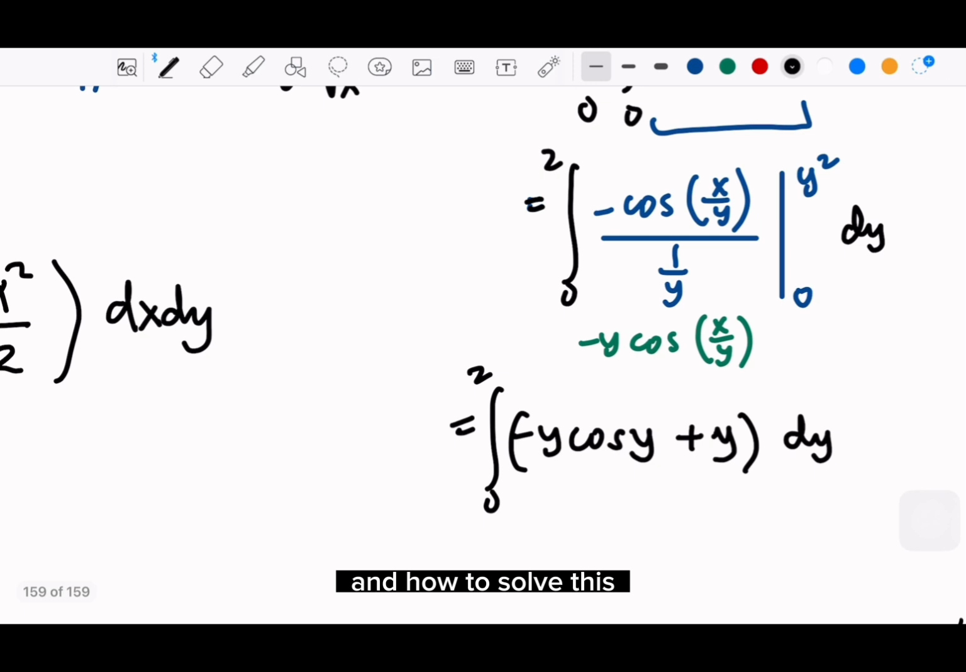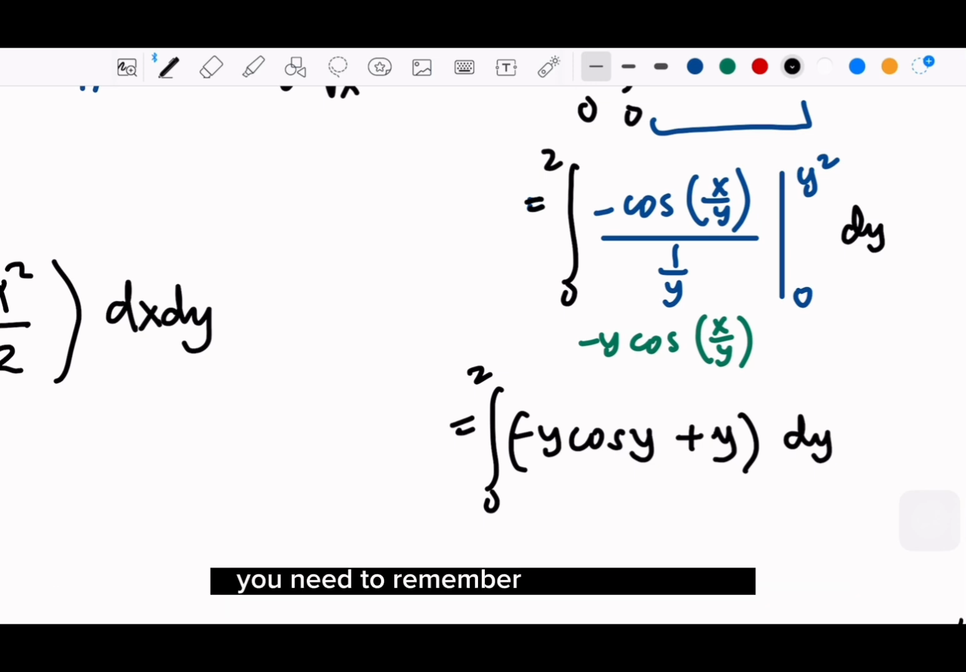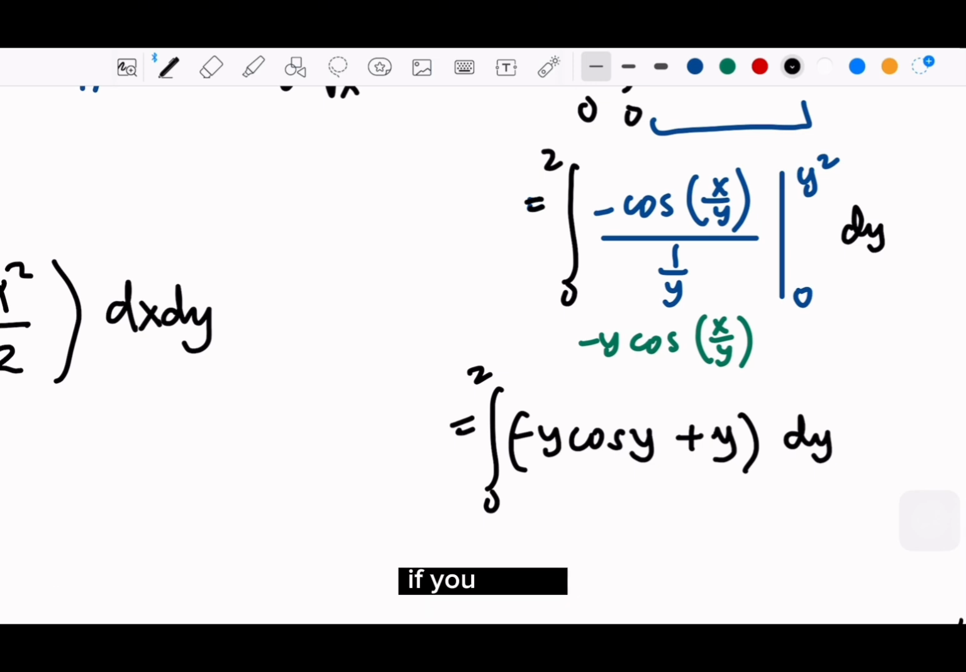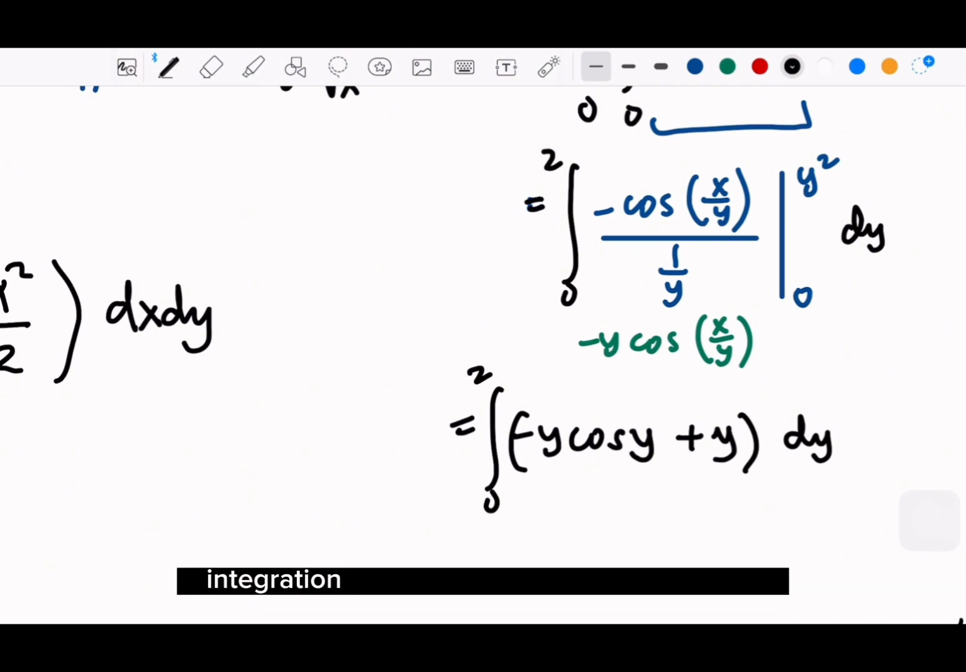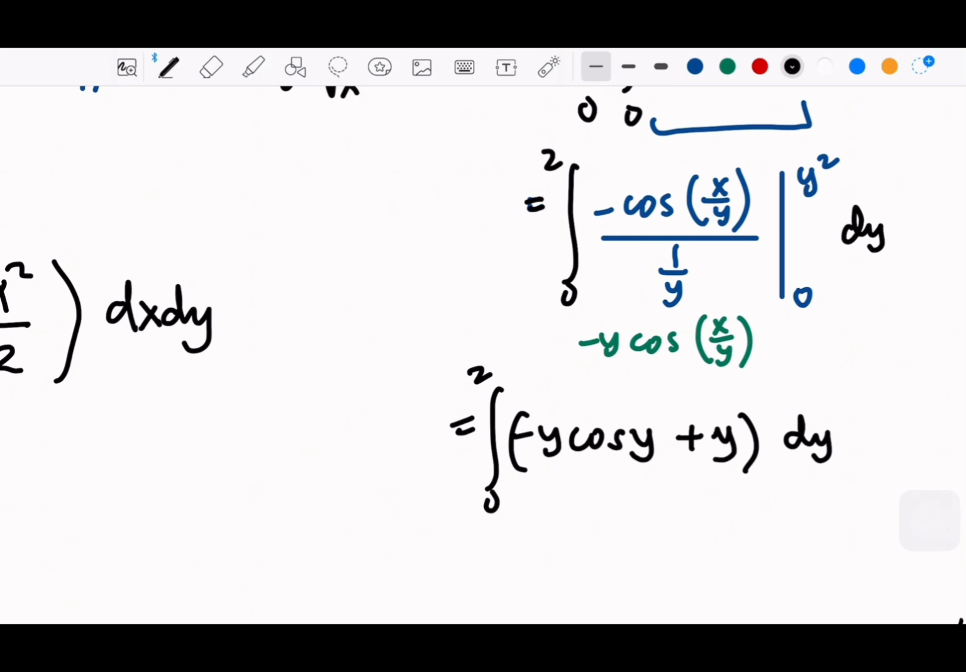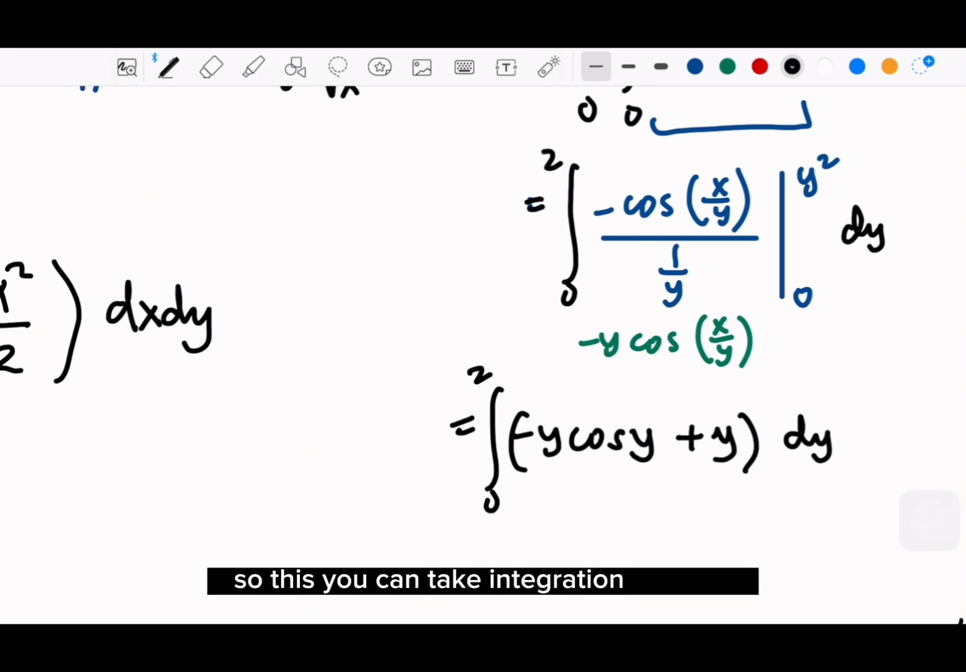And how to solve this? You need to remember calculus 1 techniques if you forget. So let me give you tips. Techniques that frequently appear in calculus 2: substitutions, integration by parts, or just trigonometry using the double angle formula. I think that's the most often. Okay? So you need to just keep remembering that. So this you can take integration by parts. Okay? Take integration by parts.